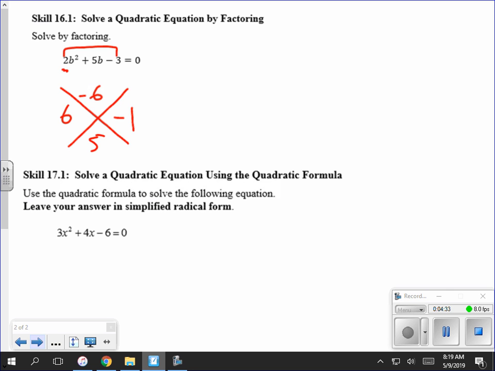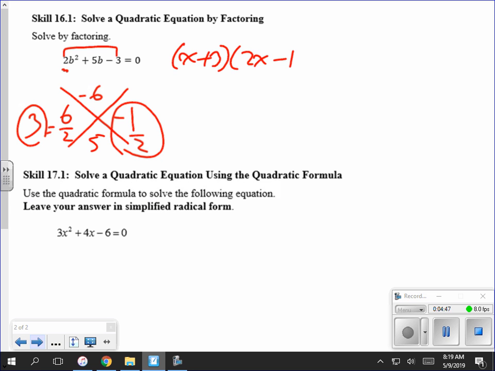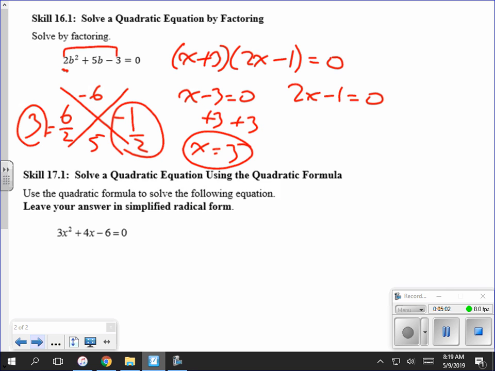Because I have the 2 here, I divide both of these by 2. This one gives me 3. So this is one factor. This is my other factor. So this gives me x plus 3 times 2x minus 1 equals 0. To solve, I set each factor, x plus 3 equal to 0, and 2x minus 1 equal to 0, and then solve these. Add 3, x equals 3. There's one answer.